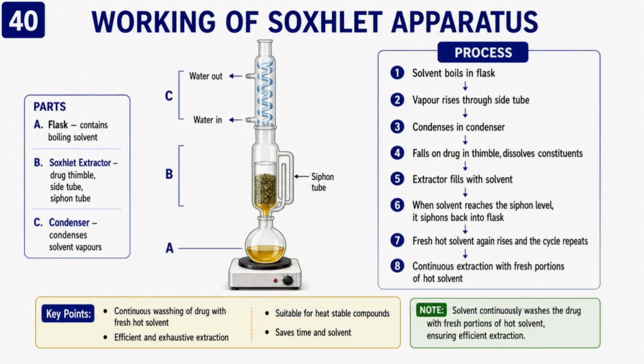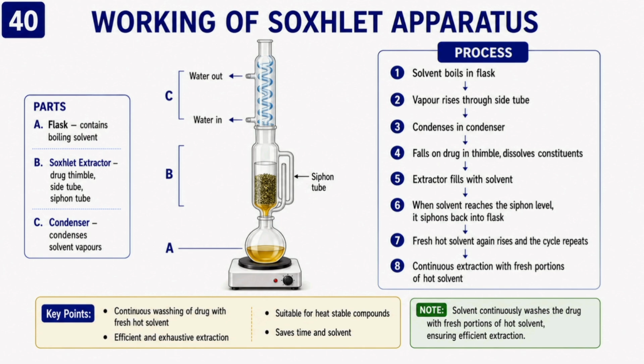Working of the Soxhlet apparatus. First, the solvent boils in the flask. Solvent vapor rises through the side tubes. The vapor reaches the condenser. The condenser cools the vapors into liquid here. The liquid falls onto the drug. The solvent dissolves extractable constituents, so the extractor gradually fills. When the liquid reaches the siphon level, the solution flows back into the flask here. Then the cycle begins again.